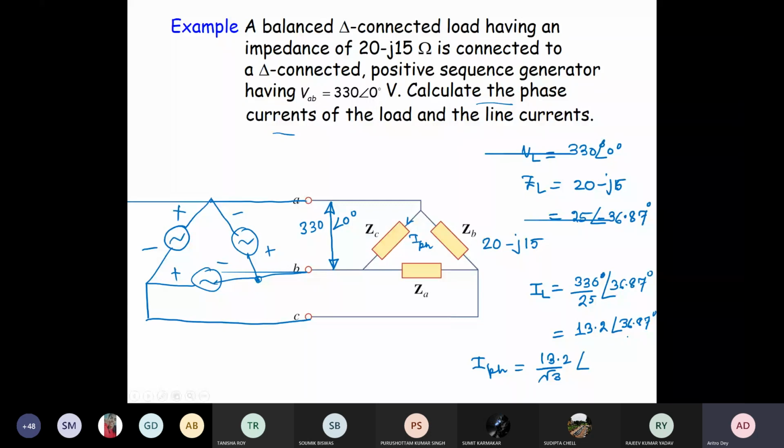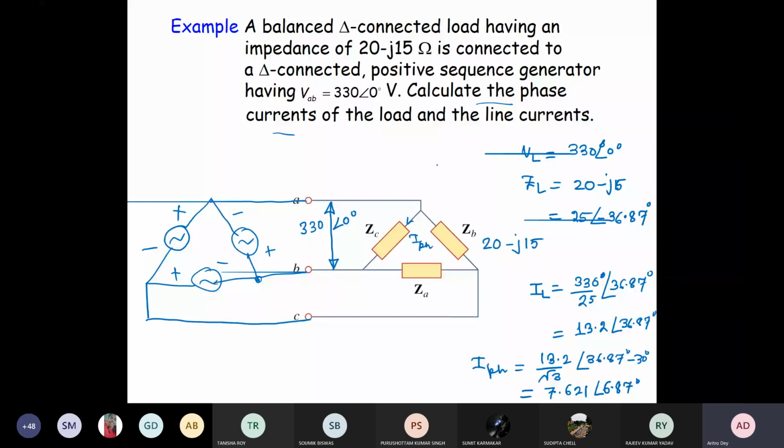So 36.87 minus 30. 13.2 divided by root 3 turns out to be 7.621 angle 6.87 degree. Okay. So if you can calculate this, then you can find out what is the net power drawn by the load.